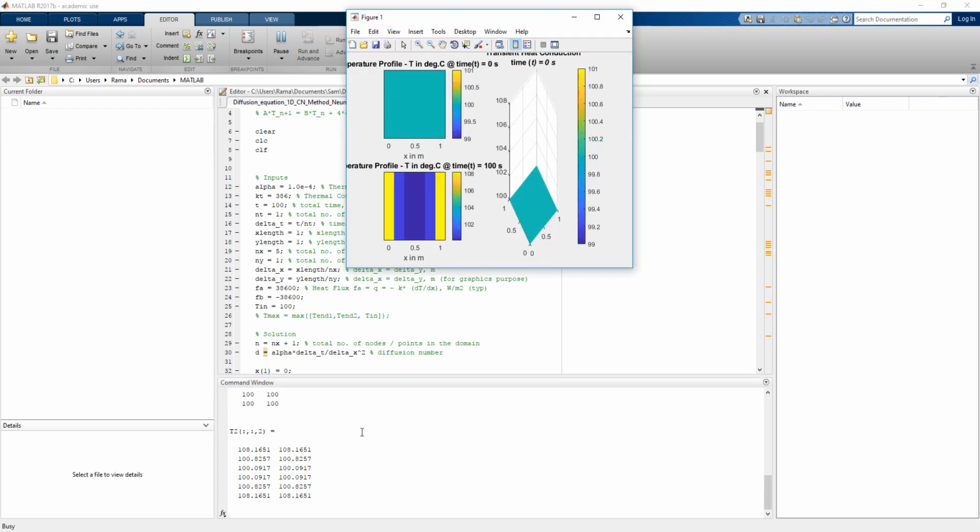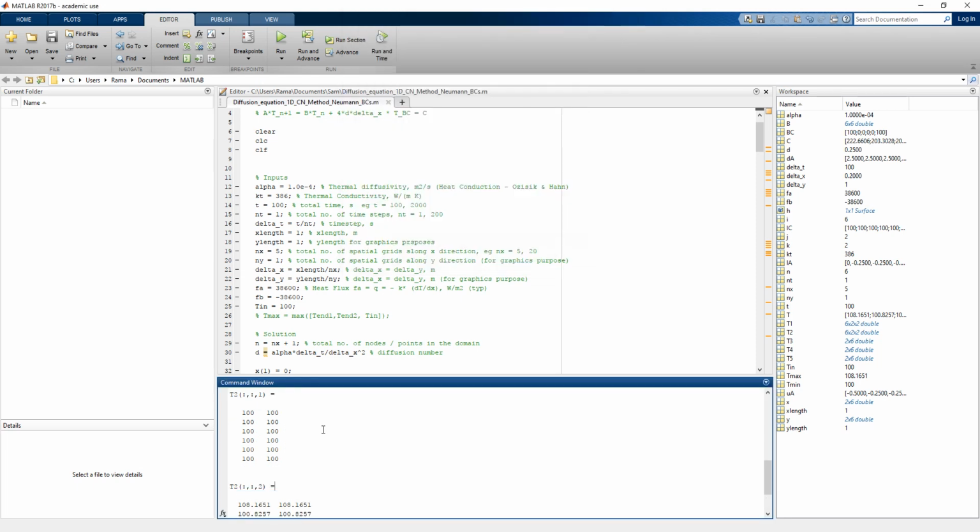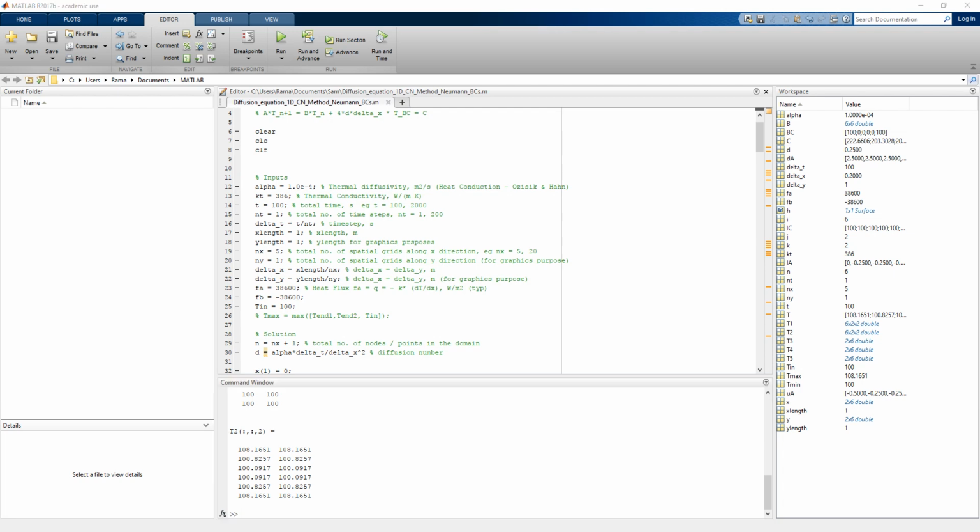and these are the results we got. At the initial step, the temperatures of all the nodes are at 100 degrees Celsius. At 100 seconds, these are the temperatures. Since our heat flux is equal in both directions, we have a temperature distribution which is symmetrical. Let's look at the graphical results.